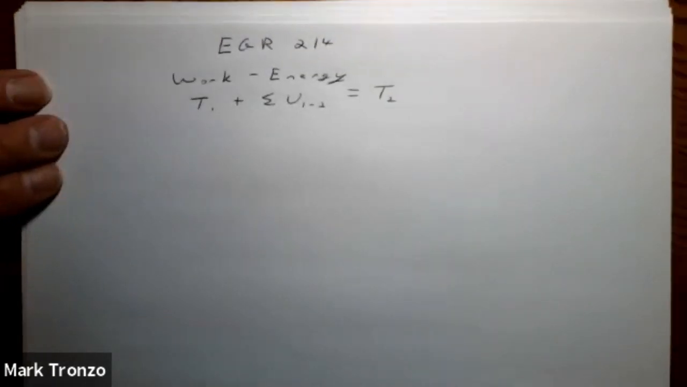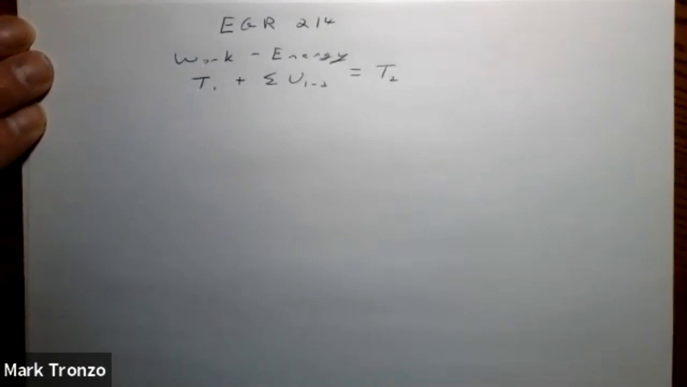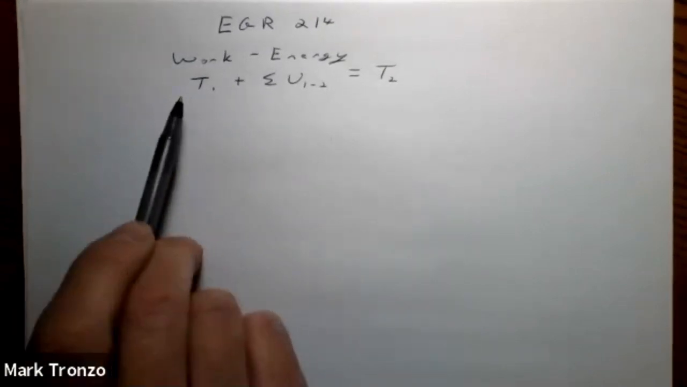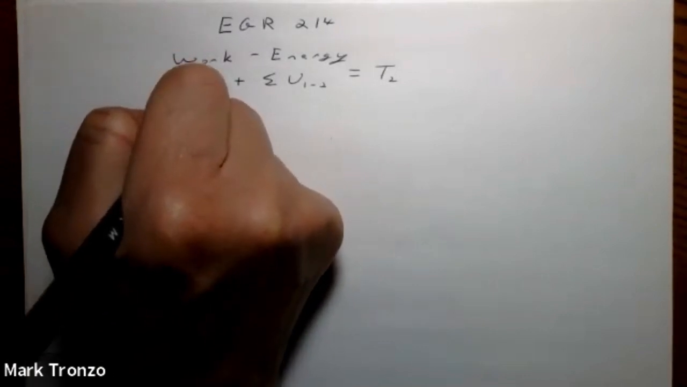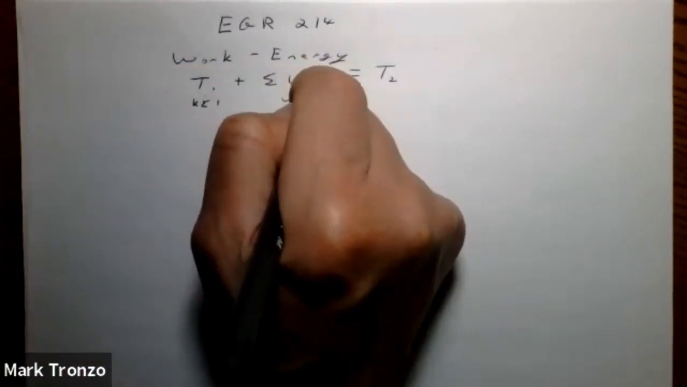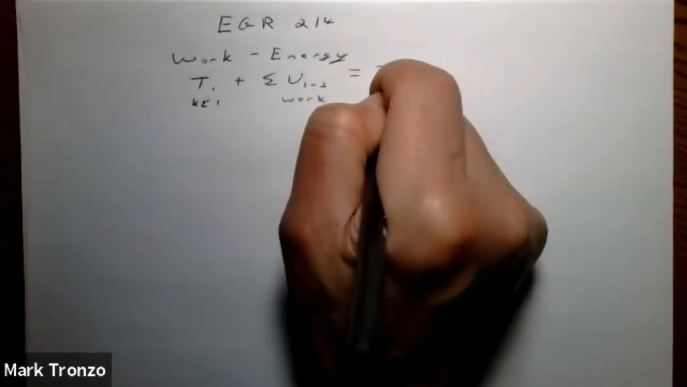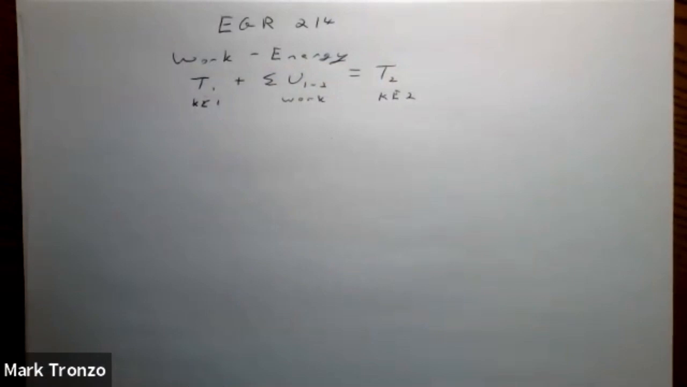Yeah, we're continuing on chapter 14, which is work energy. And last time we were using this equation here, where this is the kinetic energy at the beginning, and the work added to the system, and then the kinetic energy at the end. And we'll continue to do some of these problems.